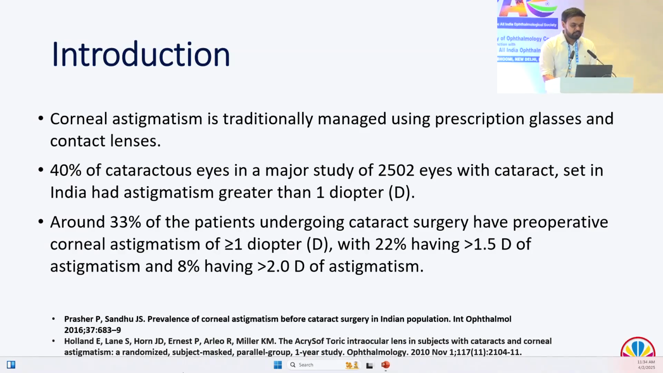In one of the studies conducted in India on 2502 eyes with cataract, 40% of them had astigmatism greater than 1 diopter. In another study, around 33% of the patients undergoing cataract surgery have preoperative corneal astigmatism of more than 1 diopter, with 22% having more than 1.5 diopter and 8% having more than 2 diopter of astigmatism.